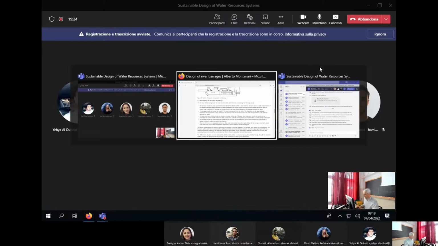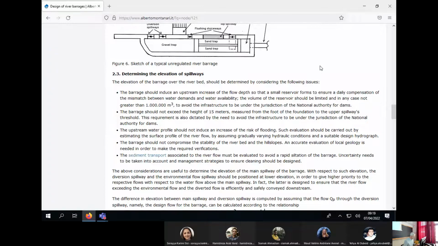Okay, so as I said, when I closed the last lecture on Monday, I was discussing how to estimate the difference in elevation between the different spillways. We need a relationship relating the environmental flow to the water depth that is needed over the spillway to deliver downstream the environmental flow. I want to introduce today this relationship which gives the flow over a spillway. It's a relationship that comes from fluid mechanics.